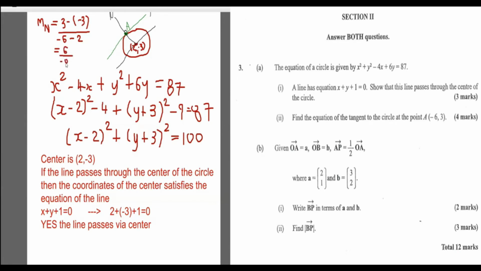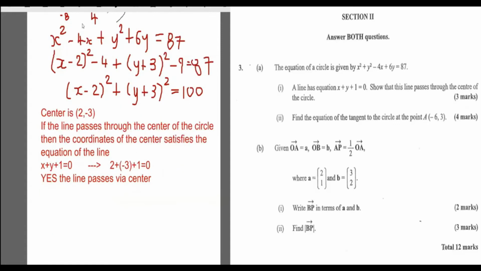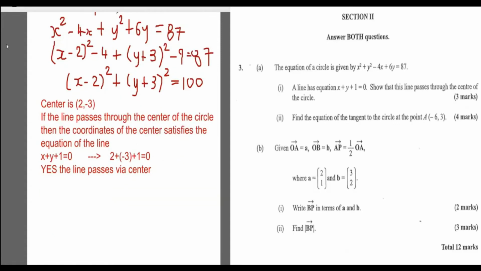So if the gradient of the normal is 6 over minus 8, which is really minus 3 over 4, then the gradient of the tangent is 4 over 3. As you can see from this graph, the sketch is accurate, the gradient is 4 over 3. So let's write that down then. The gradient of the tangent is equal to 4 over 3.